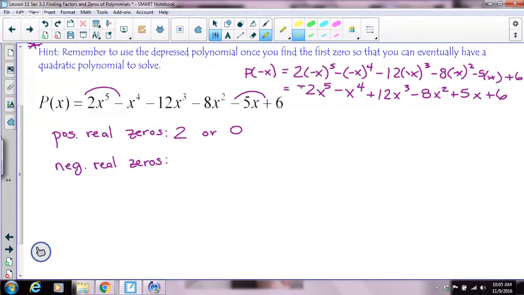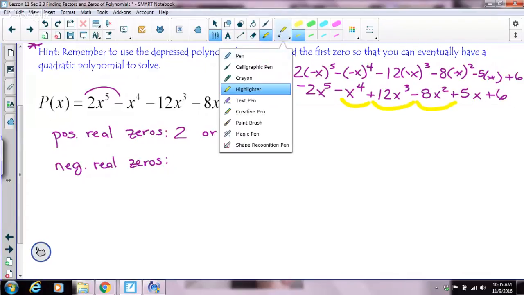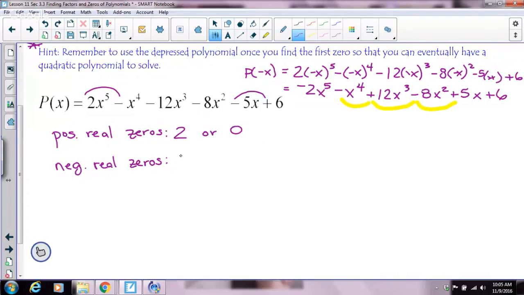All right, so how many sign changes? Negative to negative, negative to positive, positive to negative, negative to positive, positive to positive. So how many zeros? 3 or 1. Subtract 2 from whatever you get until you get to 1 or 0, okay? So you're definitely going to have a negative real 0. Do you see that? Okay.